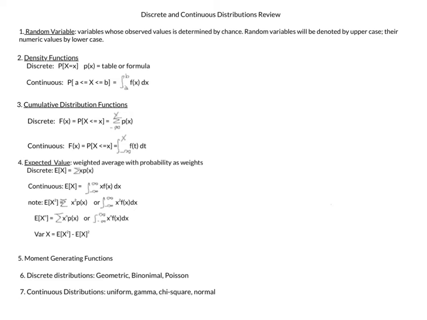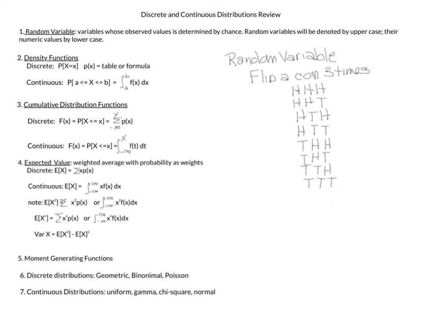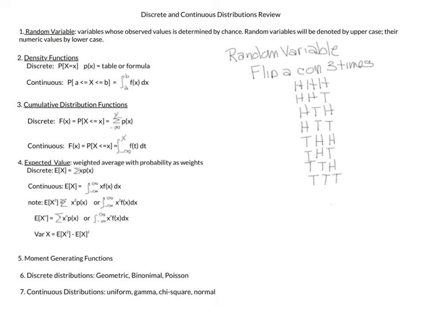This is an overview of discrete and continuous distributions in probability. The first thing for us to know is the definition of a random variable. A random variable is a variable whose value is determined by chance. An example would be flipping a coin 3 times, and then letting x, our random variable, equal the number of heads.